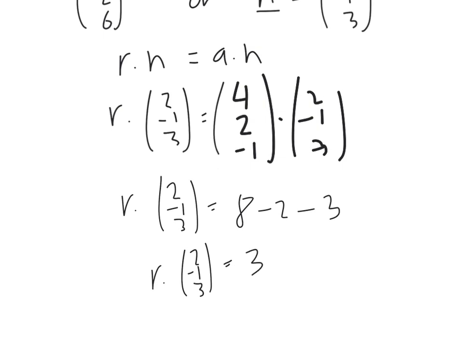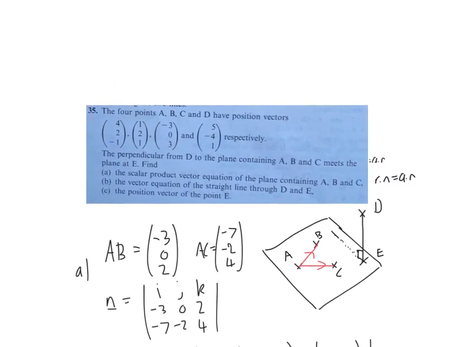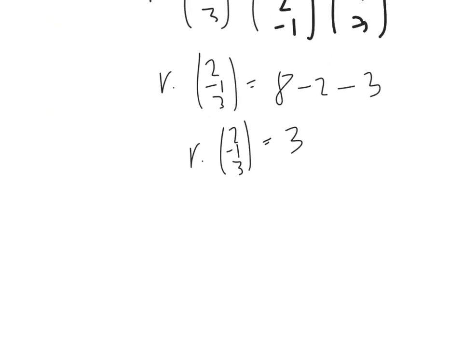3. Okay, part B is to find the vector equation of a straight line through DE. So what's the vector equation of this line? The vector equation of a line is A plus lambda B, where A is a point on the line and B is the direction of the line.